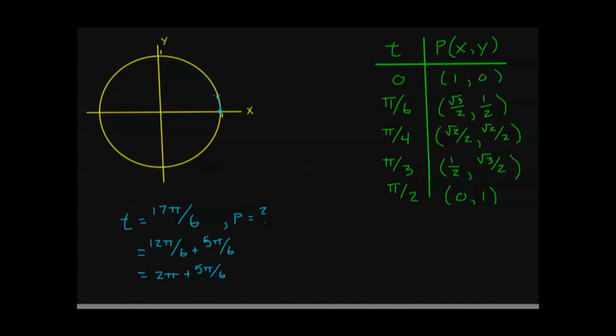It's the same as 17 pi over 6 for what we need here. 6 pi over 6 is pi, so that's a half rotation around the circle. So that means that 5 pi over 6 is going to be just shy of that. It's going to be about right here. So this is for t is 5 pi over 6. Or, keep in mind, we're actually looking at 17 pi over 6.